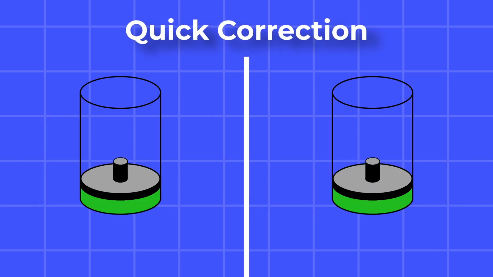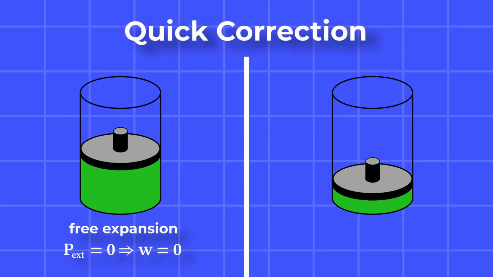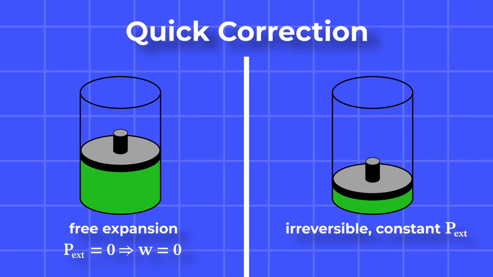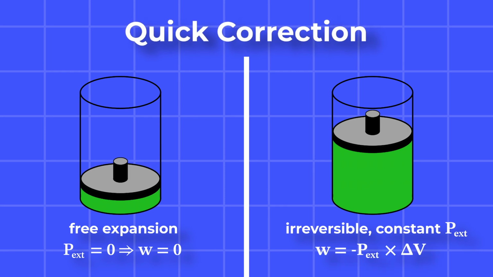Before we go further, here is a quick correction about other kinds of expansion. If the gas expands freely against a vacuum, external pressure is 0, so the work is 0. If it expands irreversibly against a fixed external pressure, use W equals negative external pressure times the change in volume. Do not use the reversible formula for an irreversible path.